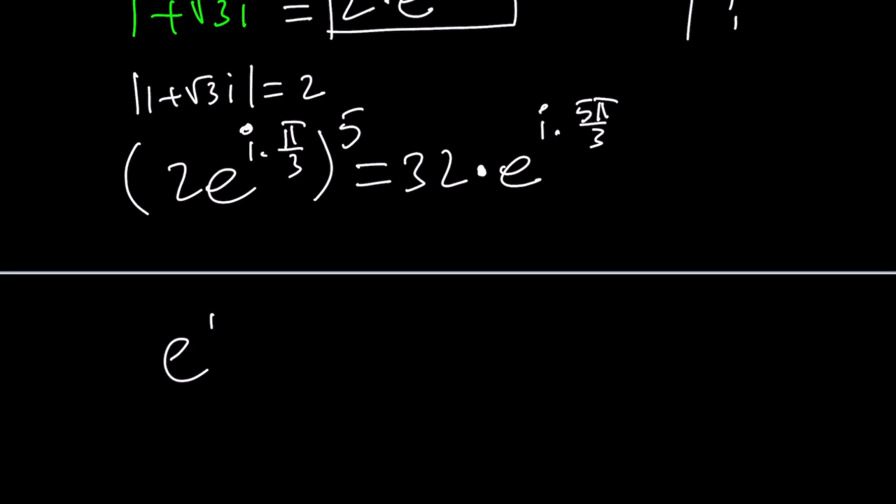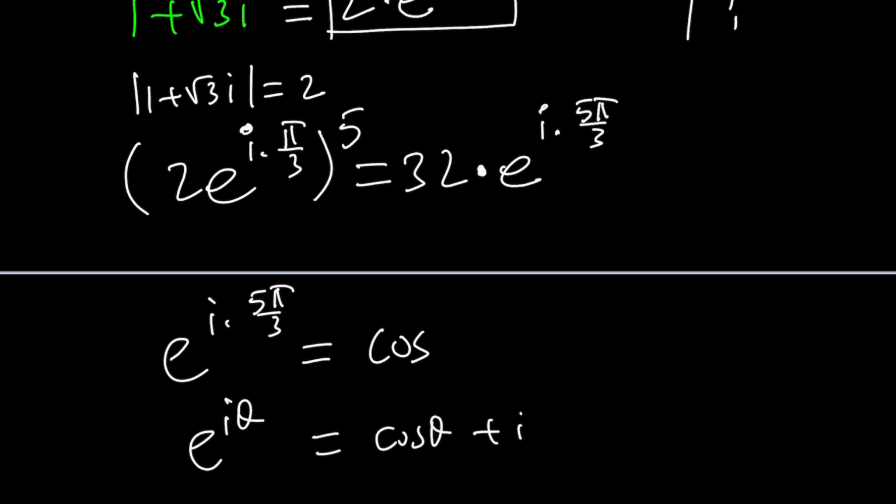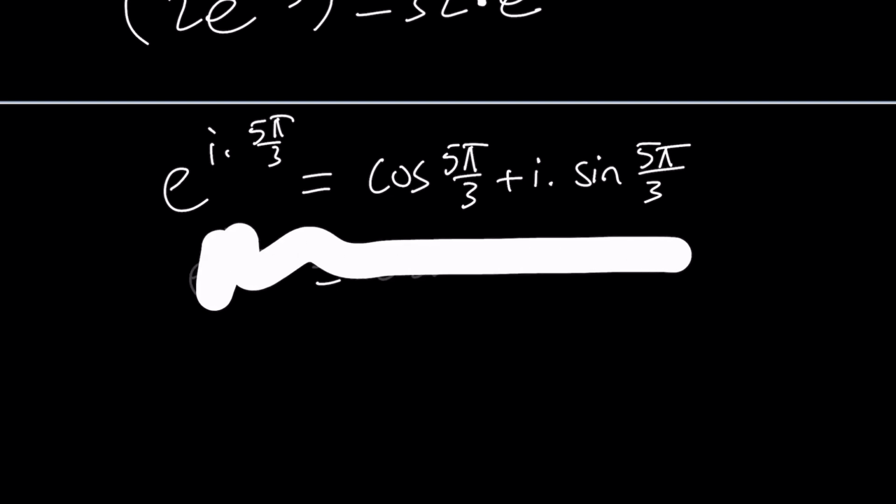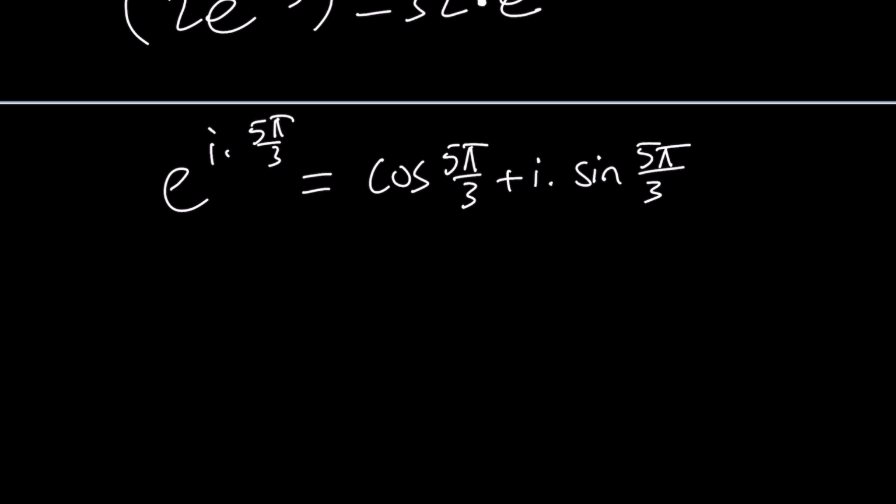Now, Euler's formula, again, comes to the rescue, which gives us e to the i theta equals cosine theta plus i sine theta. By the way, if you're new to complex numbers and don't know these formulas, go ahead and check out my lecture videos. Okay? Great. And if you have any questions, always feel free to let us know. Now, this is the value, but the next thing I need to do is evaluate cosine and sine of 5 pi over 3. What is 5 pi over 3 though?